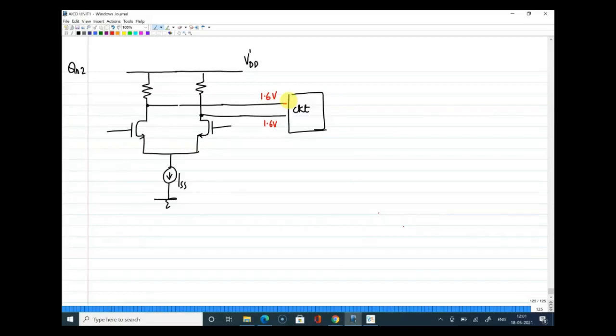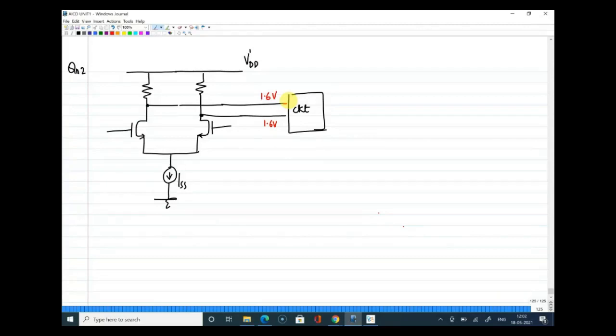A power budget of 2 milliwatts, subject to the condition that the stage following the differential pair requires an input common mode level of at least 1.6 volts, sir. Yes. So that is the key. So what is it saying? Subject to the condition that the stage following the differential pair.